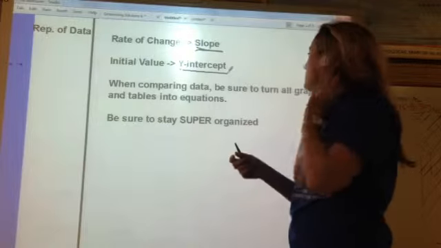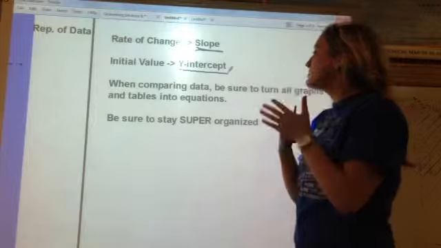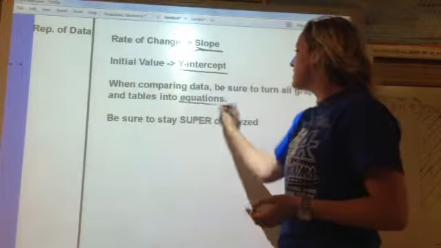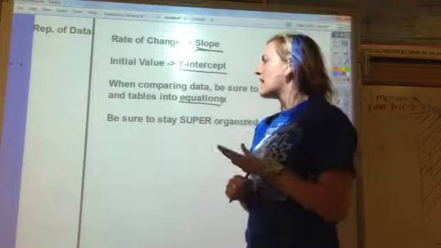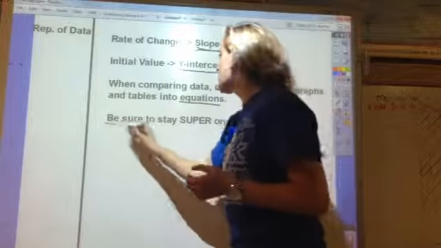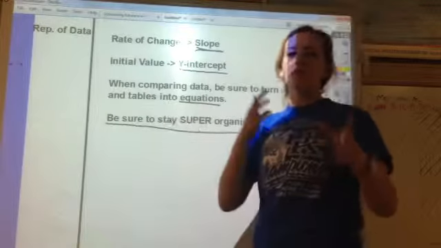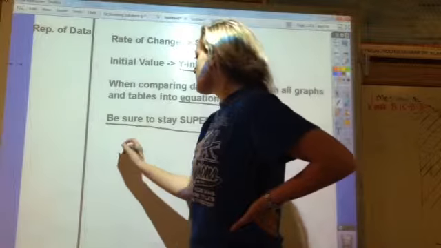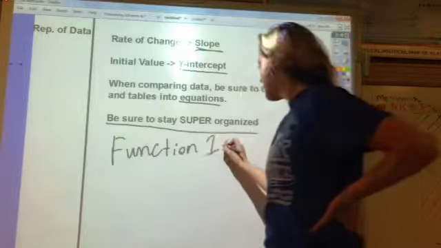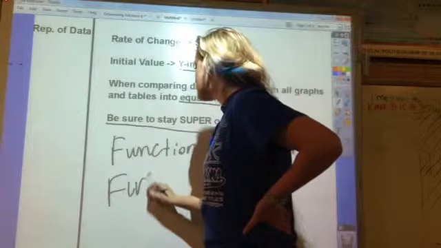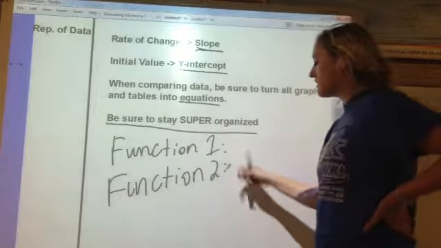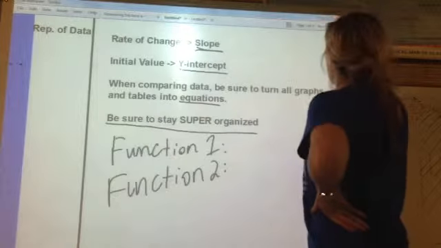All right, so when you are comparing data, be sure to turn all graphs and tables and whatever representation you get into equations. It's much easier to compare rate of change and initial value when they're in equations. Be sure to stay super organized. Whenever you get tables and graphs and equations, make sure that you're labeling your equations as function 1 and function 2. Write them side by side so you have capacity and an easy way to stay organized.